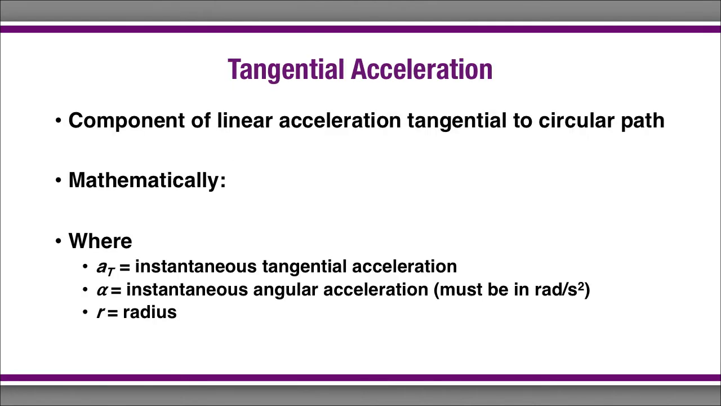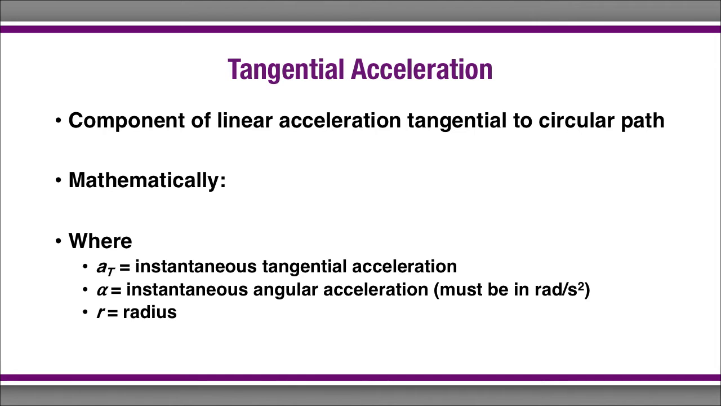So again, tangential acceleration is the component of linear acceleration tangent to the circular path. Linear acceleration is occurring because there is a change in linear velocity due to the constant change in direction. This change in direction occurs due to a force that is pulling inwards towards the axis of rotation, which, as I said in the previous slide, is represented by centripetal acceleration.